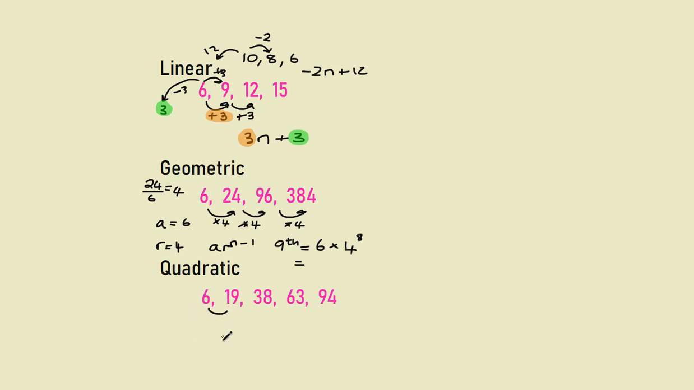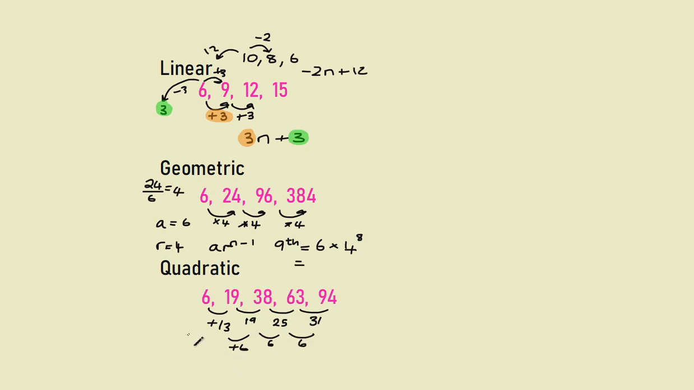Quadratic sequence then. So this is where the second difference is the same. So first of all, you could start by working out your first difference for all of them. So there's my first difference, 13, 19, 25, 31. And we then work out the second difference. So how do I get from 13 to 19? I'm adding on 6. 19 to 25, I'm adding on 6. And 25 to 31, I'm adding on 6.